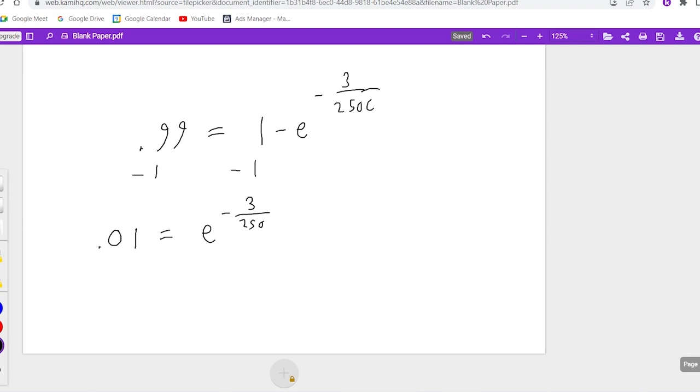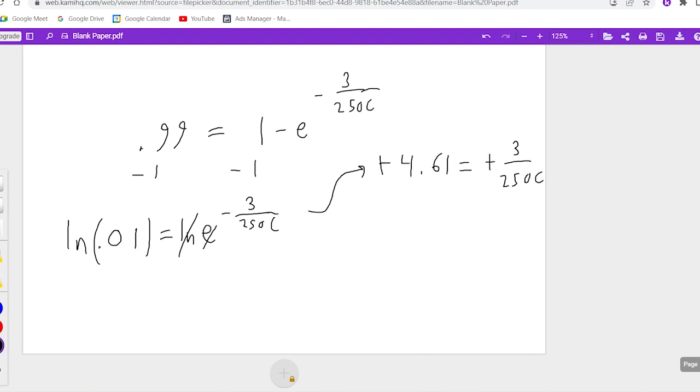This was 0.01 equals, now this is all positive. If you want to solve for the C in your exponent, the only way you can do that is taking the natural log of both sides, because that's going to cancel the e out. Now what we're left with is the natural log of 0.01, which is negative 4.61, equal to negative 3 divided by 250C. Again, the negatives canceled out twice in one problem.